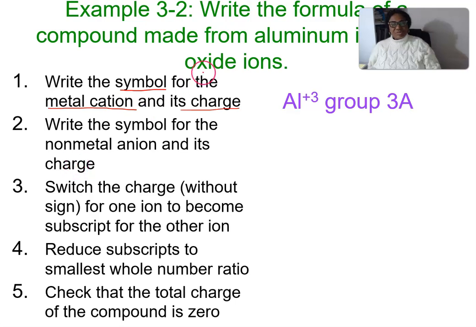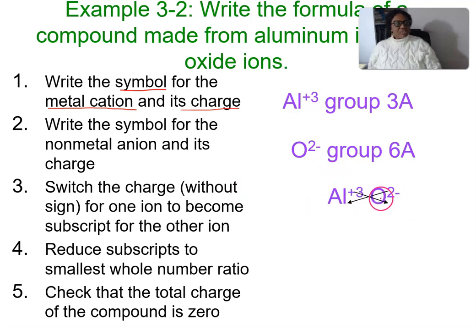Then step number 2. Write the symbol of the non-metal anion and its charge. Oxygen is in group 6, so its charge is -2. Then switch the charge without the sign for one ion to become the subscript of the other ion. So you see, this 2, you leave the charge, bring it here. This 3, bring it here. That's what we mean, subscript.